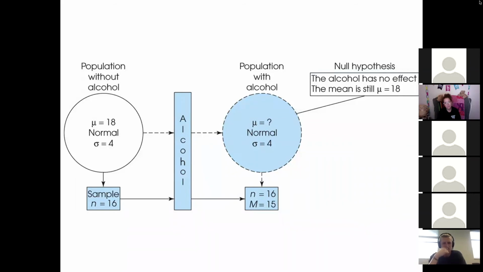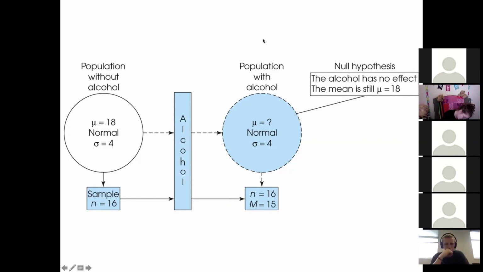Amber says, where do you get the alpha level? So the alpha level is something you establish ahead of time, right? And so we're going to go over type 1 and type 2 errors to discuss where you get that in just a second. But the standard alpha level is 0.05. That's typically what we use for testing.